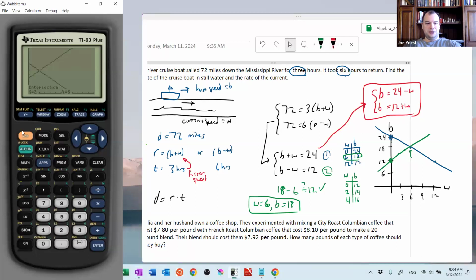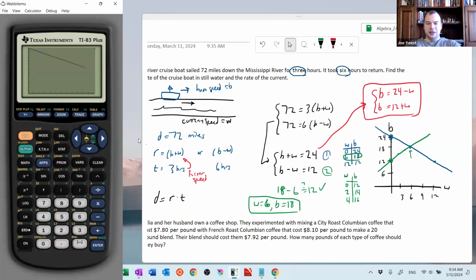So b would be what we're considering our y in the y equals screen here, and w our x. So 24 minus x and 12 plus x as my two equations in my calculator. And I see from my picture, maybe I want to go from 0 to 12 on the x-axis. That looks good, but maybe 0 to 24 on the y-axis.